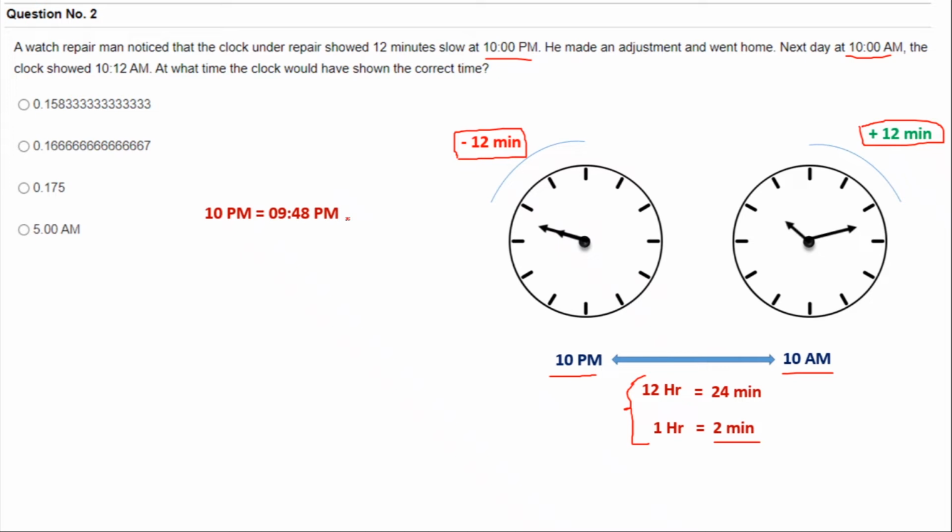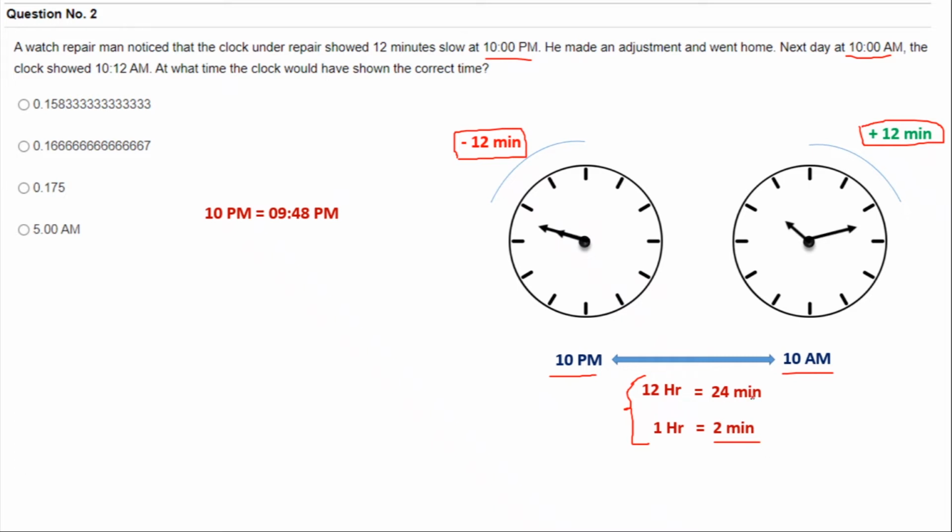It will show time. How much? It will show 10:48 plus 2 minutes. Where is this plus 2 minutes? Because as we can see, that clock has gained 24 minutes in 12 hours. So it is gaining 2 minutes every hour. So after this time, every hour this clock is going to gain 2 minutes. Only then it can gain 24 minutes after 12 hours.